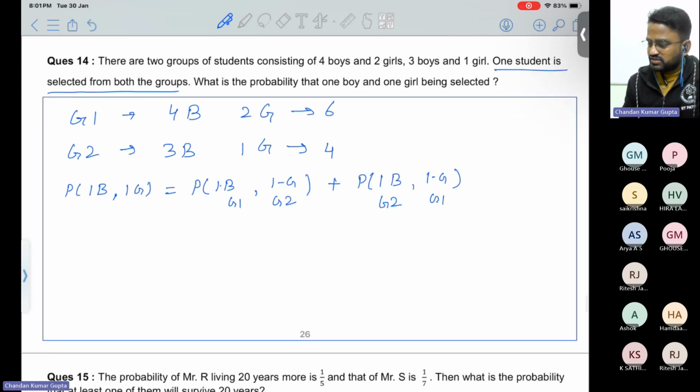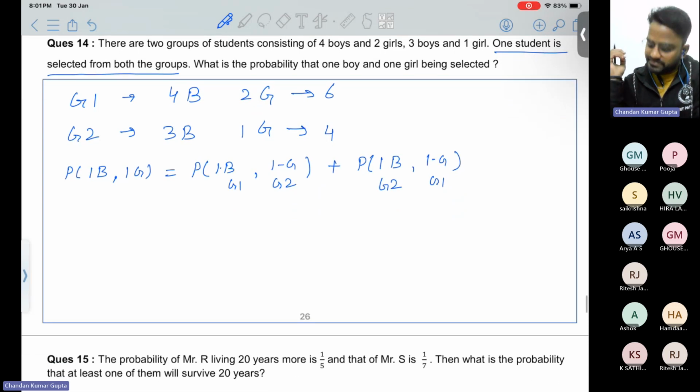Is it clear or not? Can you simply understand? If anyone has any doubt, please ask. It is a simple question actually.